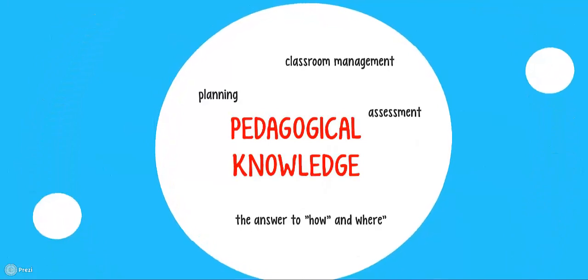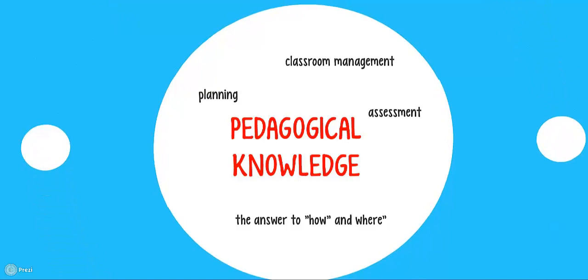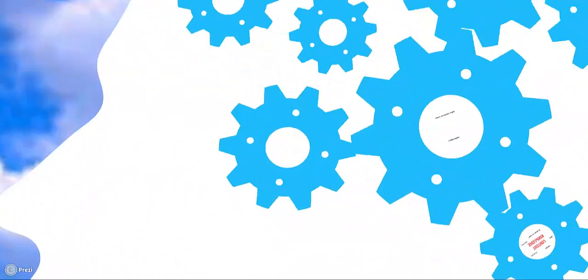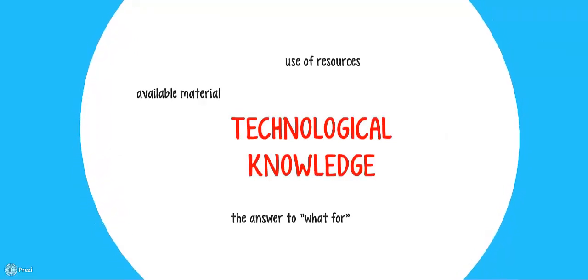Then we need pedagogical knowledge, which is the knowledge related to classroom management, to assessment, to planning. It is the answer to how and where. It makes reference to the different kinds of grouping, for example. When you want your students to work in pairs, group work or individual work, those are examples of your pedagogical knowledge. And last but not least, technological knowledge, which makes reference to the use of resources, the knowledge about the resource. And it would be the answer to what for.